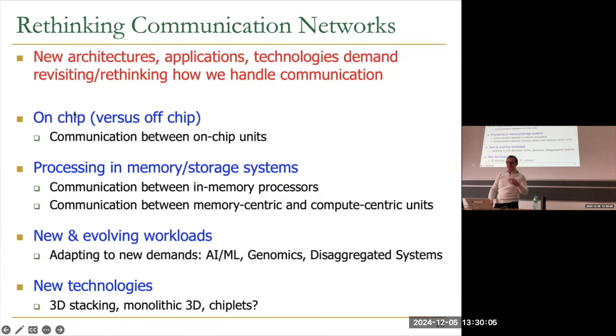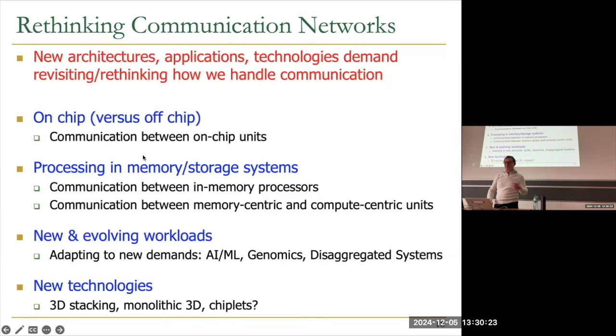So we're going to talk about on-chip networks a lot today, versus off-chip. Some of that rethinking I'm going to show you with examples. Clearly, there's communication that happens between on-chip units that is a bit different from communication that happens between off-chip units in a supercomputer, for example.